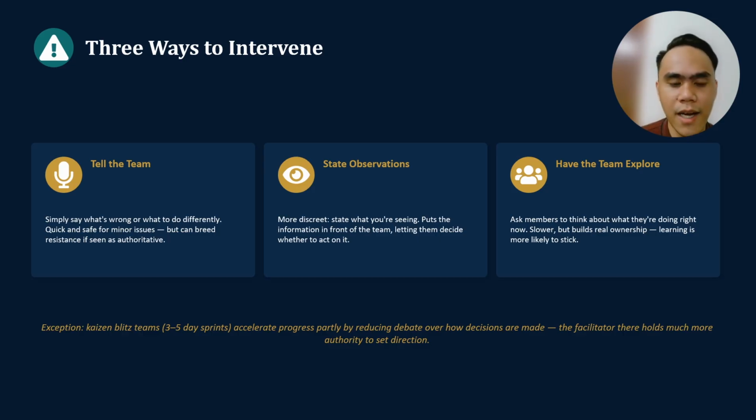So number three is have the team explore. The most indirect approach is asking the team members to think about what they're doing at the moment, and perhaps framing the context of the issue, for instance, whether it relates to communication or agenda problems. This method takes the most time because it causes the team to take genuinely more ownership of the intervention itself, which means the resulting learning is far more likely to be actually internalized rather than just complied with in the moment.